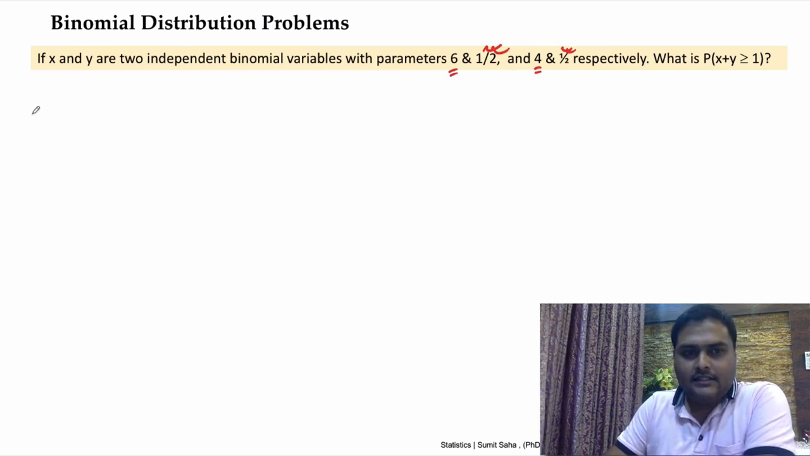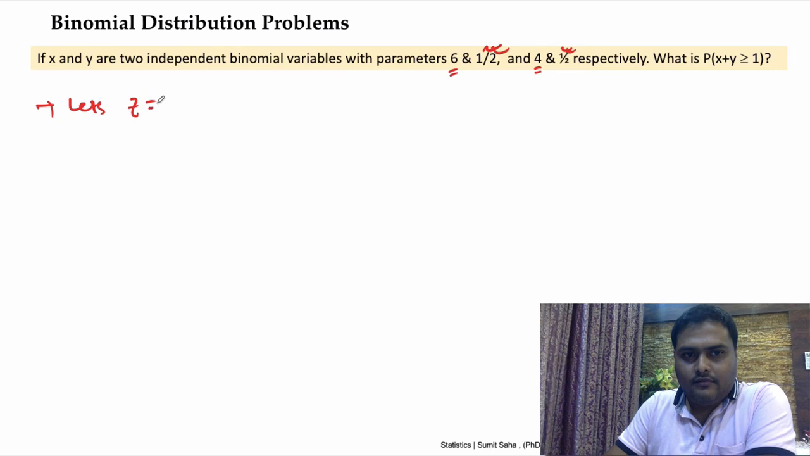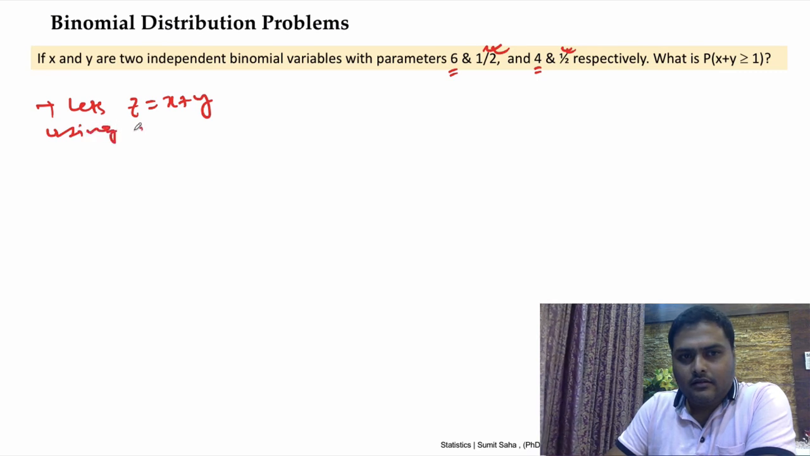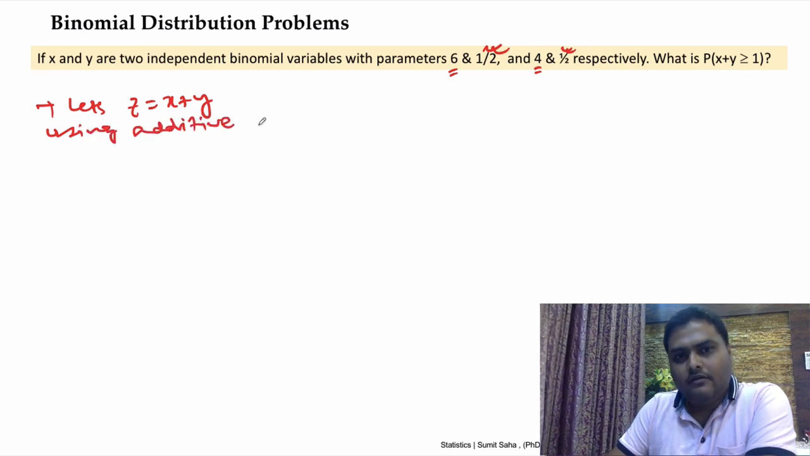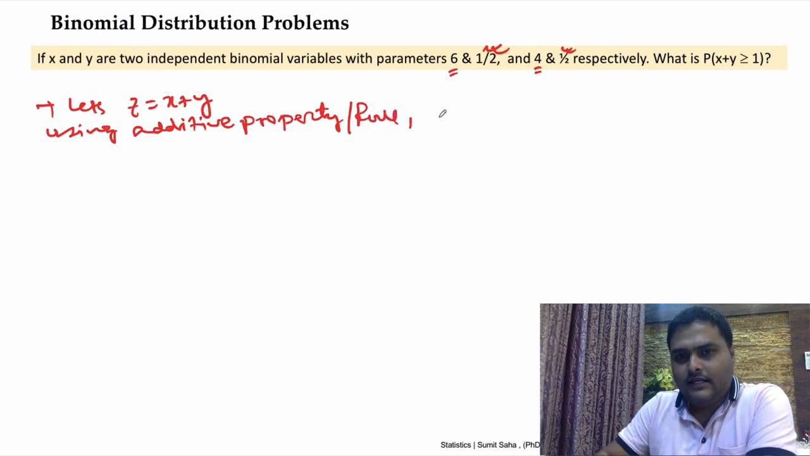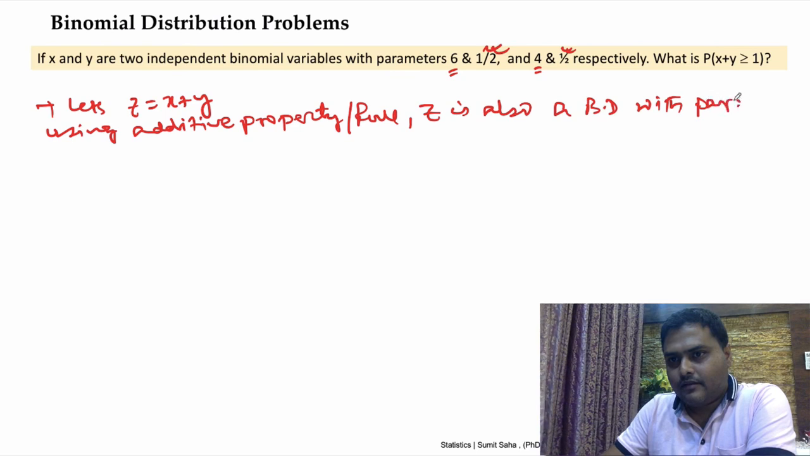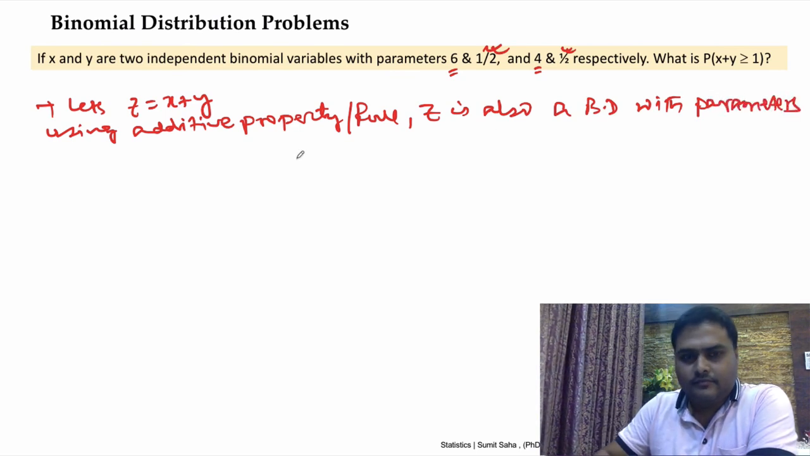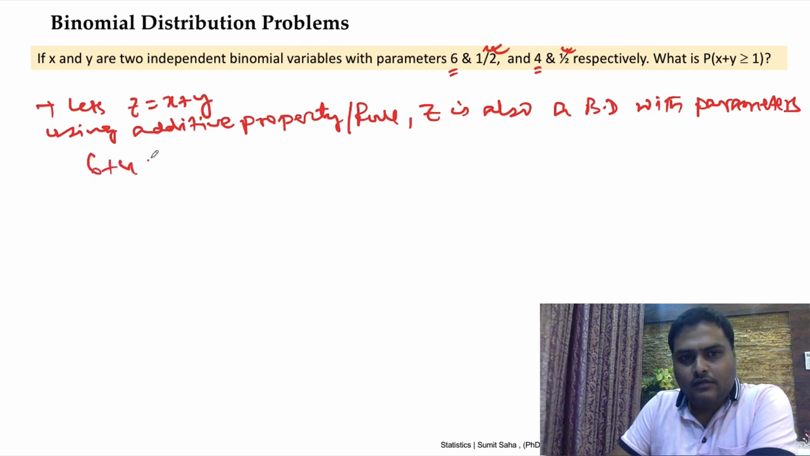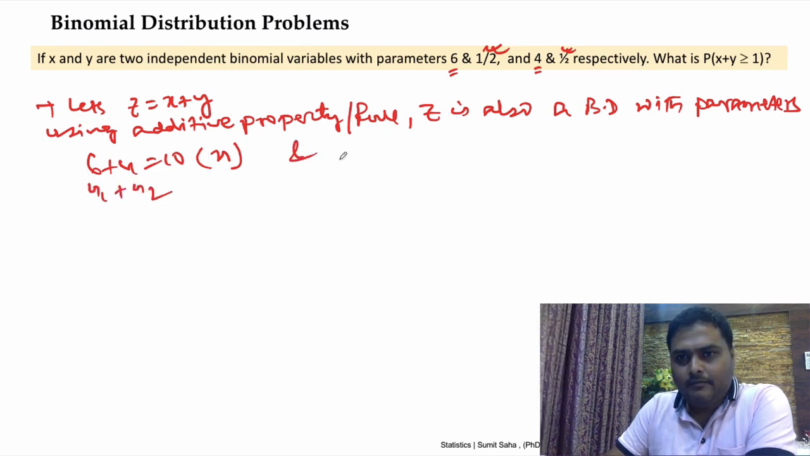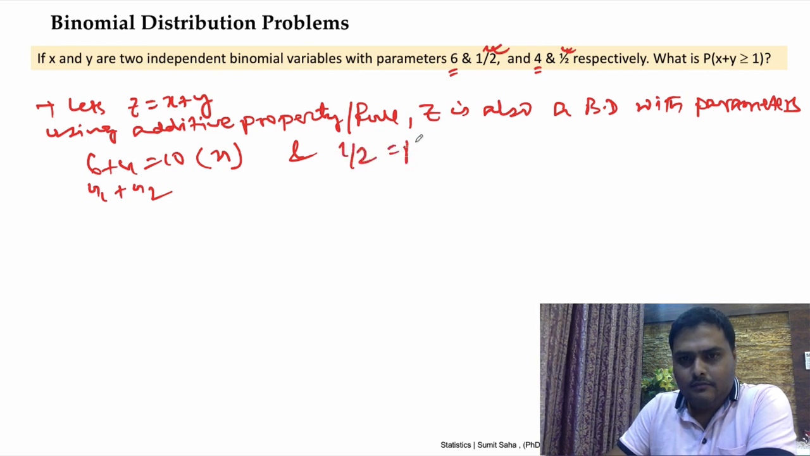So in that case, let's assume z is equal to x plus y, and using the additive property, or additive rule, whatever you say, z is also a binomial distribution with parameters 6 plus 4 equals 10, which will be n, nothing but n1 plus n2, correct, and half, which is nothing but p in short, right?